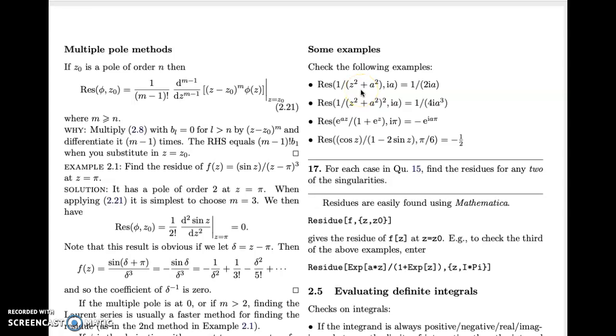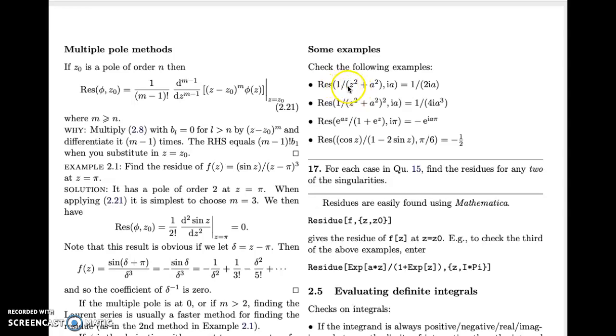what we basically need to do each time is work out whether it's a simple pole or not. So this is a simple pole because we can factor this into z plus ia times z minus ia. If you've got something like z plus ia or z minus ia, those both have simple zeros. So therefore, when you've got 1 over, they're simple poles. So simple pole method. The one I always recommend is p divided by q dash.